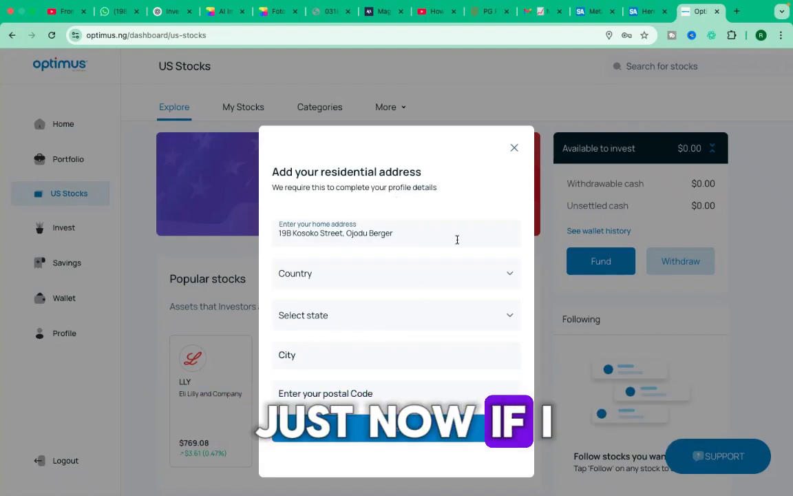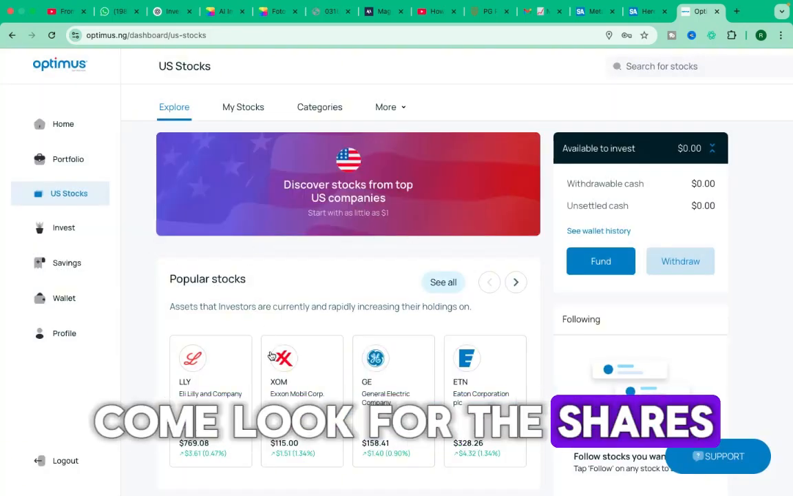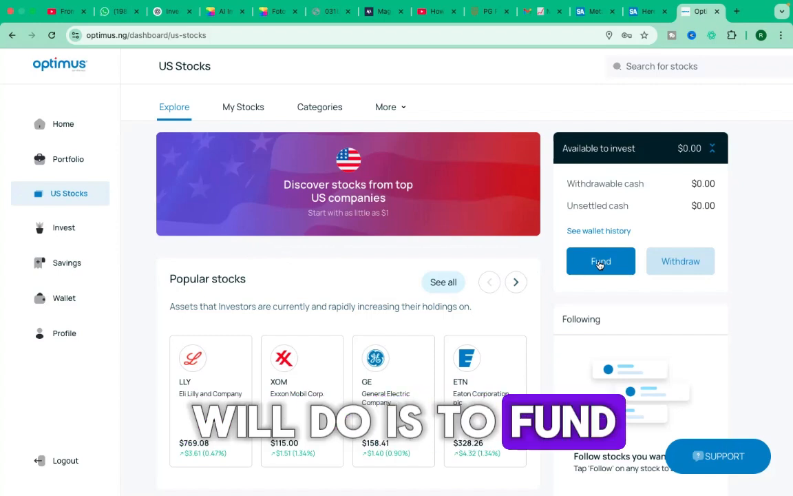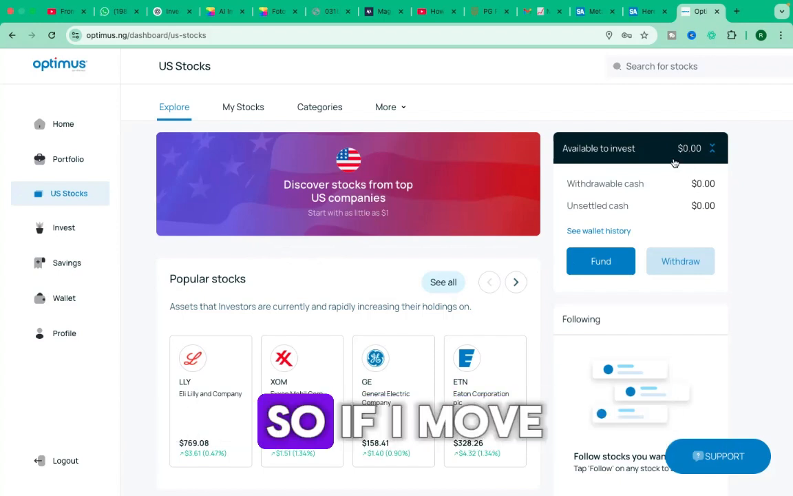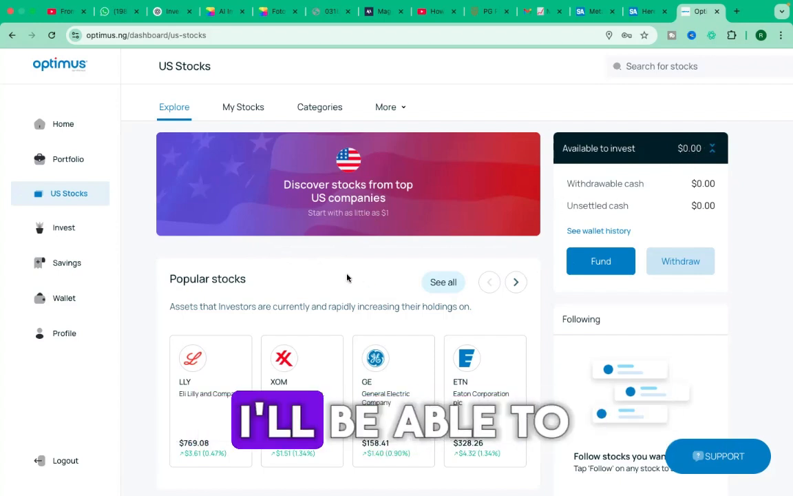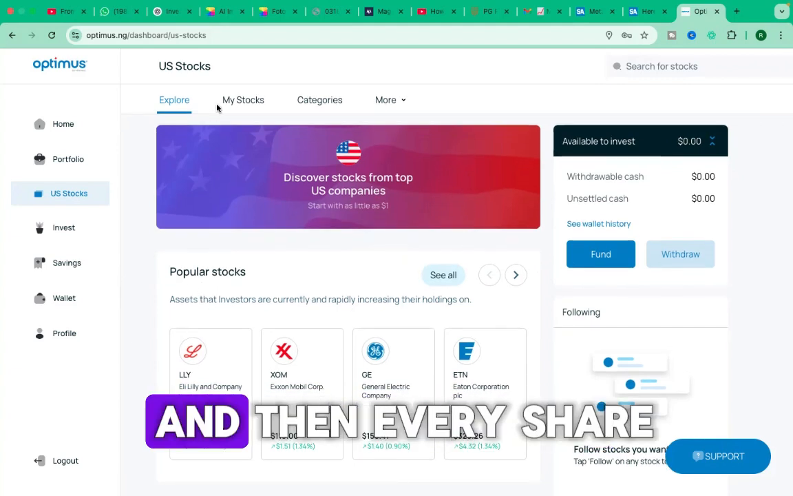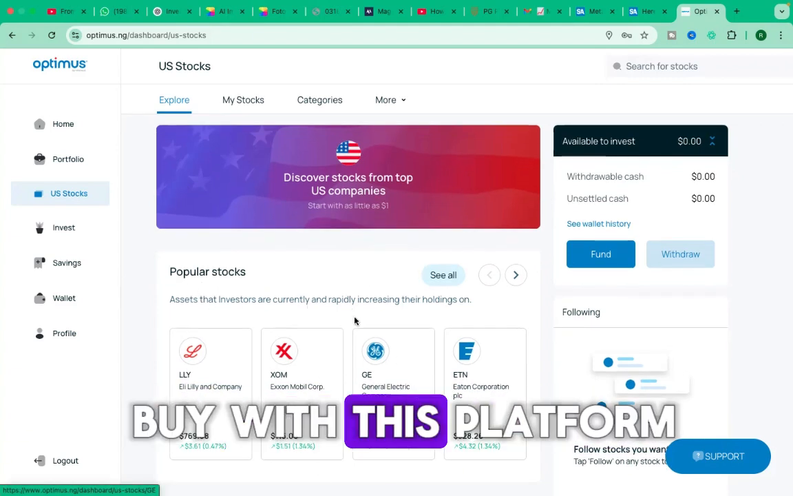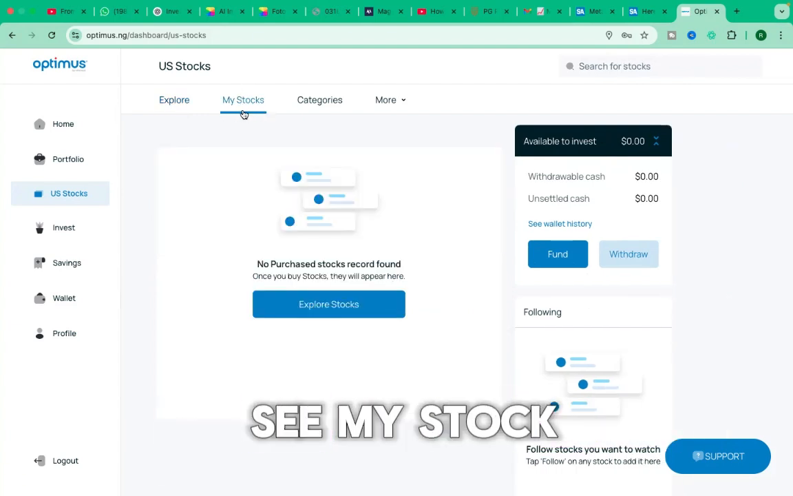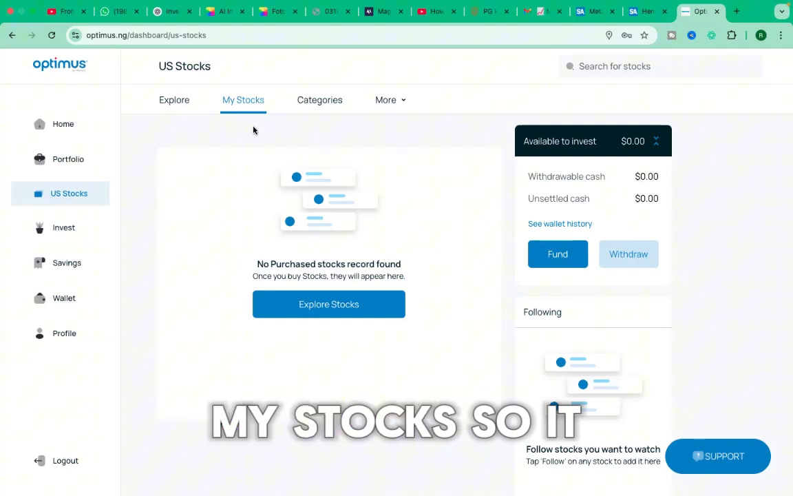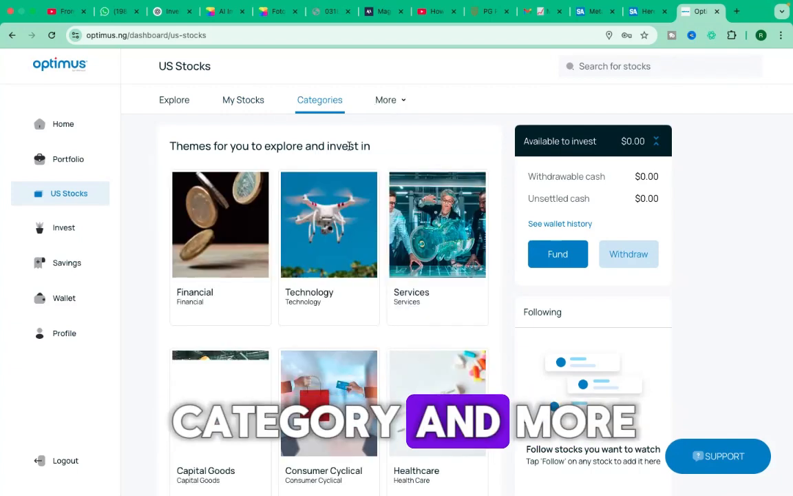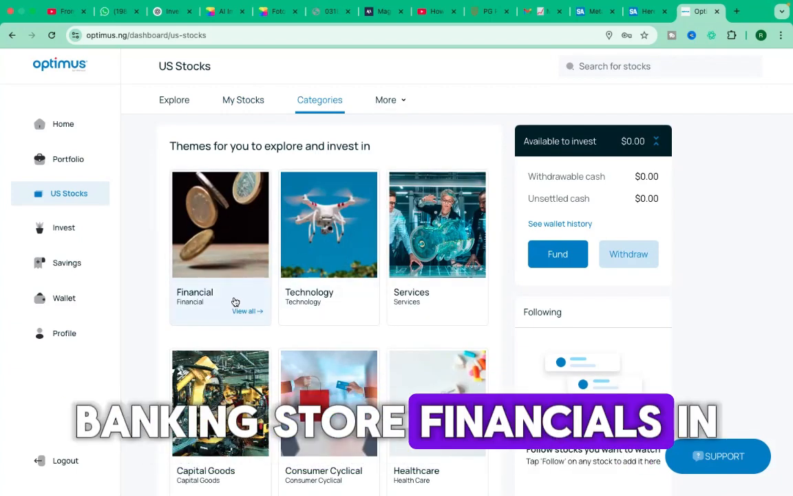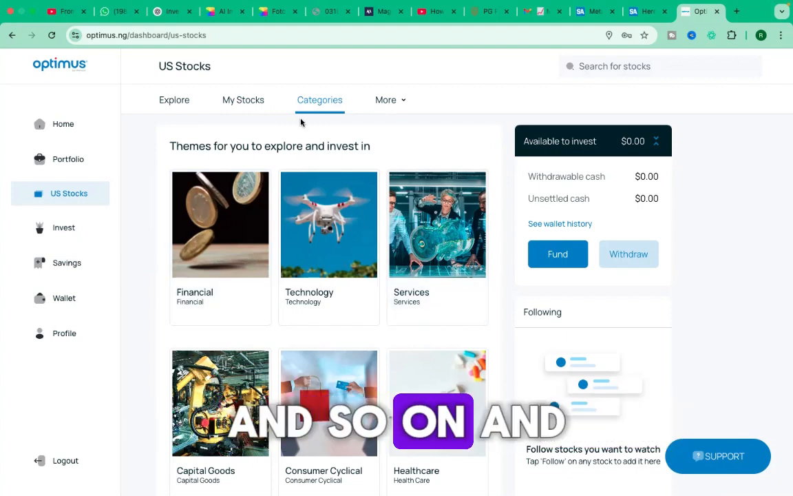If I had fulfilled those requirements, all I need to do is to come and look for the shares. The first thing I will do is to fund, because my wallet is funded. I want to move money from my wallet to my dollar account. So if I move that $3 there, I'll be able to use it to buy the shares. And any share that I buy with this platform, I can always come to this place and see my stocks. It will show me all the stocks that I have. It can show me by category and more, whether they are technology stocks, banking stocks, financials, or services, and so on and so forth.